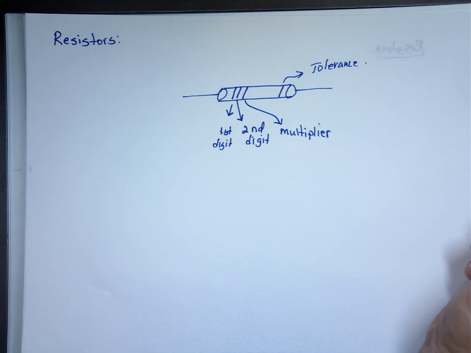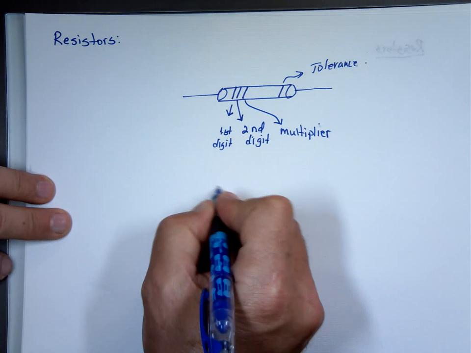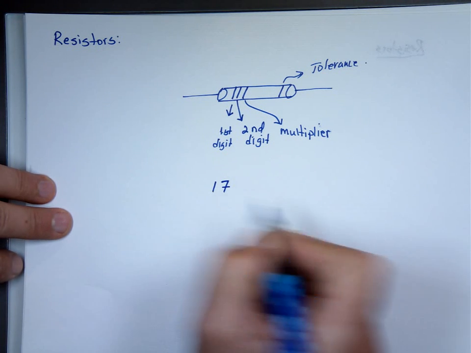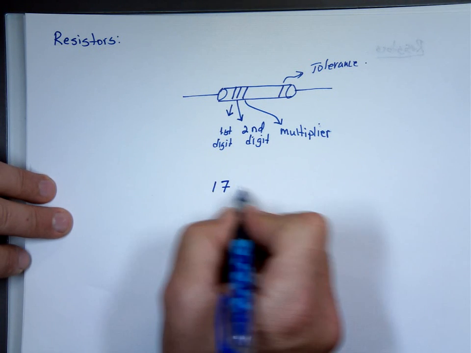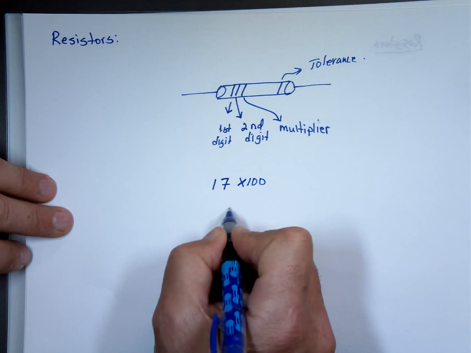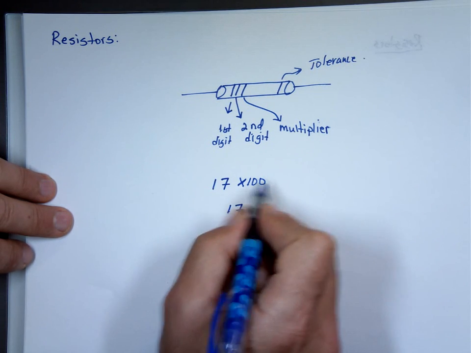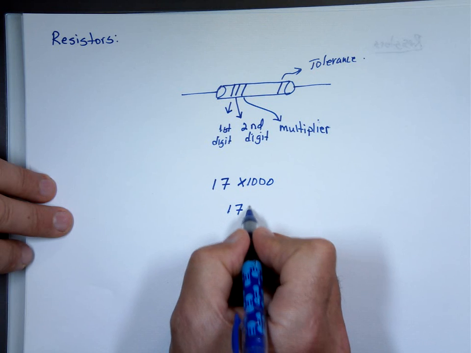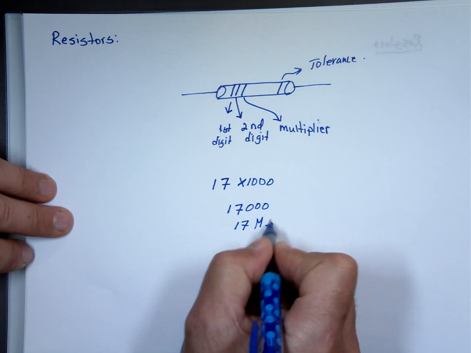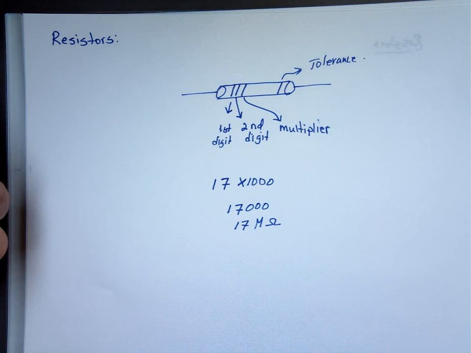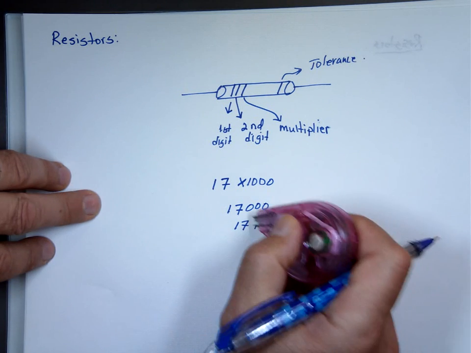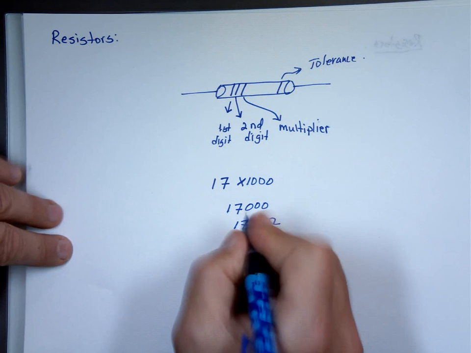If the first digit was a 1 and the second digit was a 7, when you look at the chart there, and the multiplier was 1,000, you go times 1,000. So the value of that resistor is what? The value of that resistor is 17,000, or we go 17 mega ohms, capital M. I mean kilo ohms. Sorry, not mega, kilo. 17 kilo ohms. Kilo is 1,000.